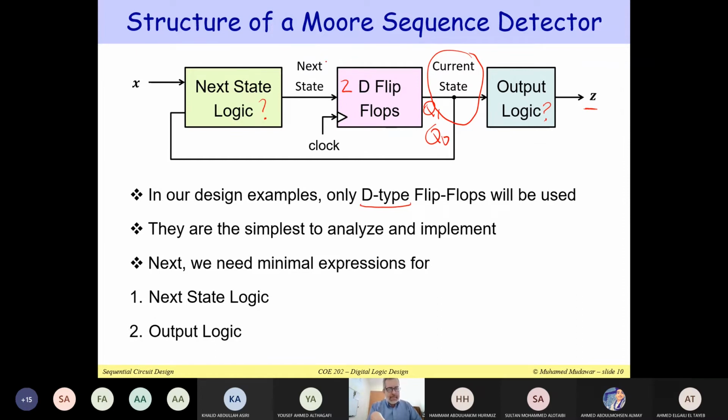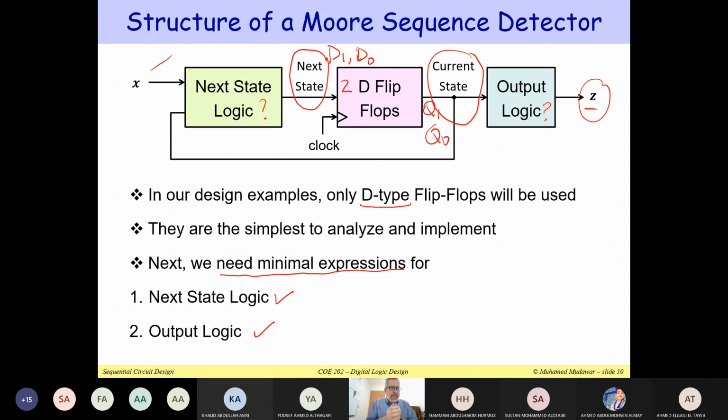Okay, so what I need is to determine the next state. So I need to determine D1 and D0. These are the inputs to the flip-flops. I need to obtain this next state logic that is going to produce D1 and D0 based on the current state and the input X. In the case of the output Z, the output depends only on Q1 and Q0. So what we need are minimal expressions for the next state logic and the output logic. Can you tell me how to obtain these minimal expressions?